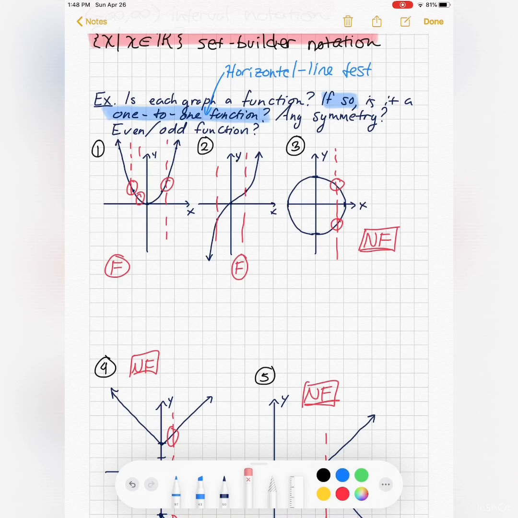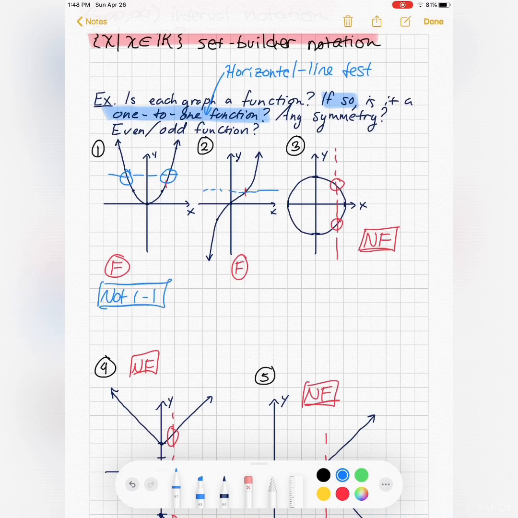So if I look at graph 1, let's clean up graph 2 here while we're at it. So look at graph 1. It was a function. Is it a one-to-one function? No. This y value has more than one x value. So it's a function, it's not one-to-one.